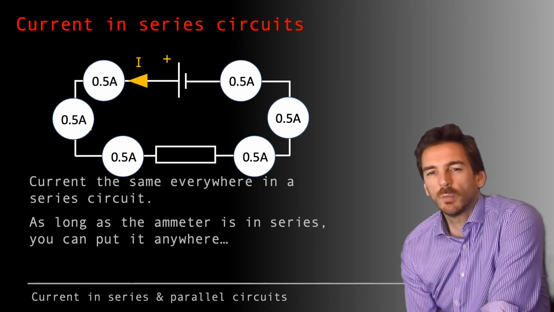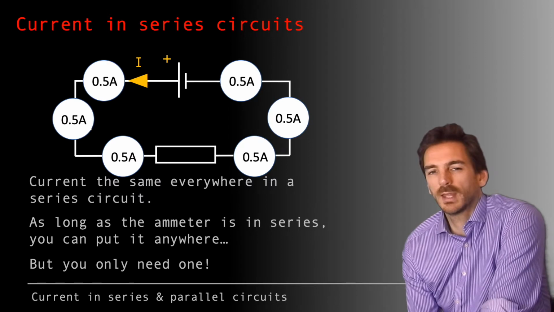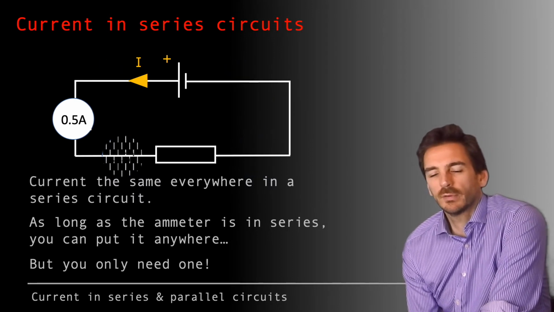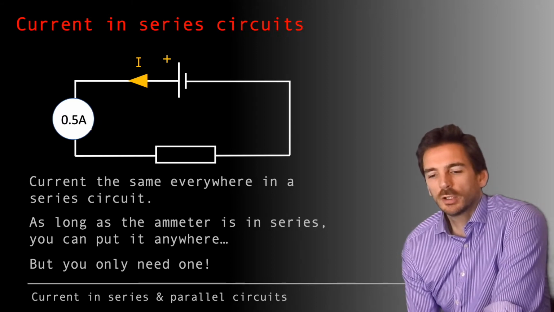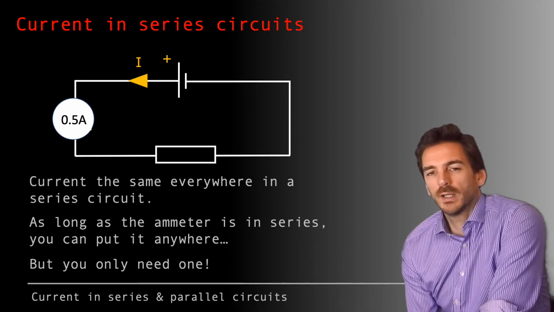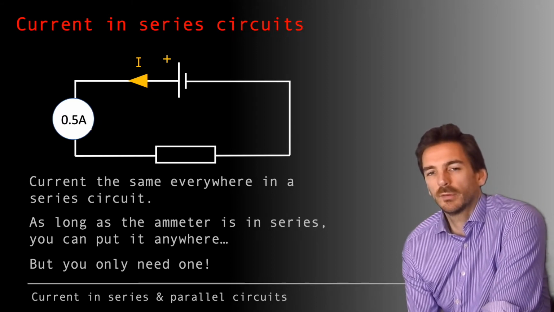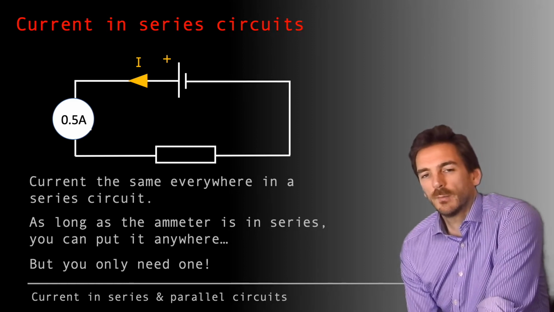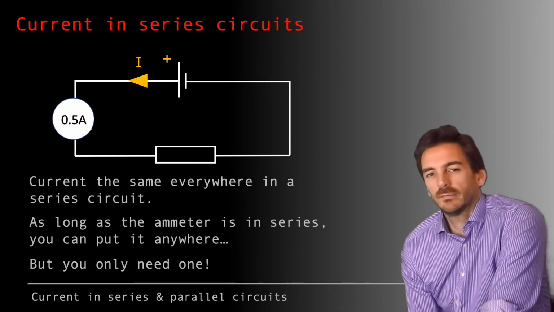But the thing is, we only need one. As long as we put that ammeter in the right place, we just need one of them, and it's absolutely fine there. So current is the same everywhere in a series circuit. As long as you put the ammeter in series, it will tell you not only the current being delivered by the power supply, but going, in this case, to this resistor.